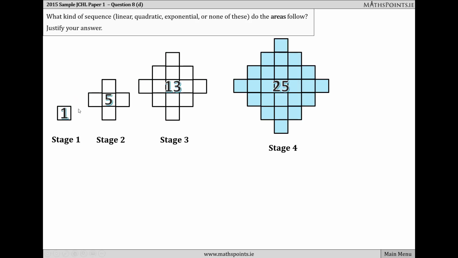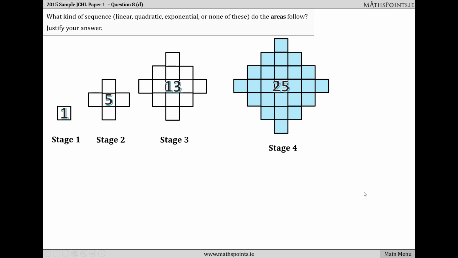The D part asks us what kind of a sequence, linear, quadratic, exponential, or none of these do the areas follow, and it asks us to justify our answer. Now we've already established in the C part that this is a quadratic sequence, but it may have been a case that you took the visual method, and if you had taken that method, you may have not found the second difference between these terms and established that it was the same.